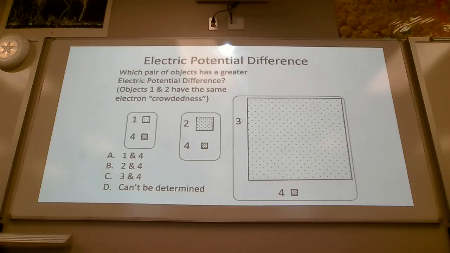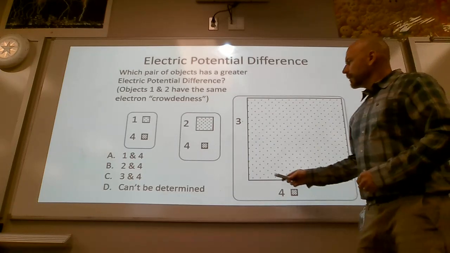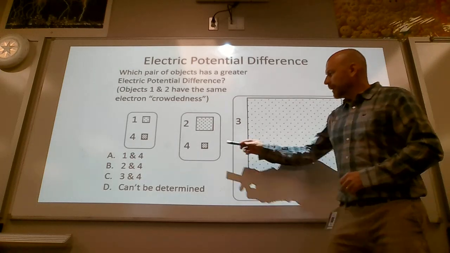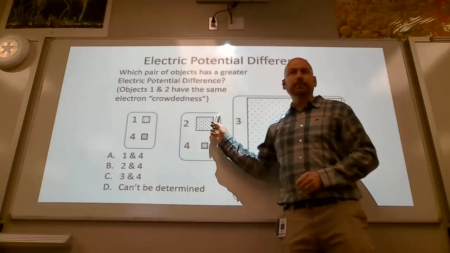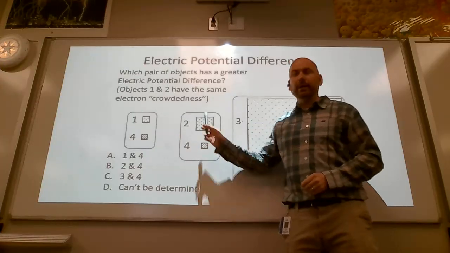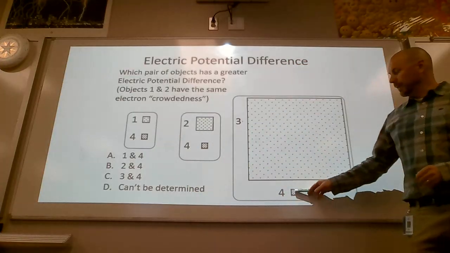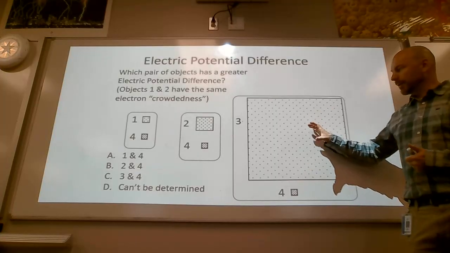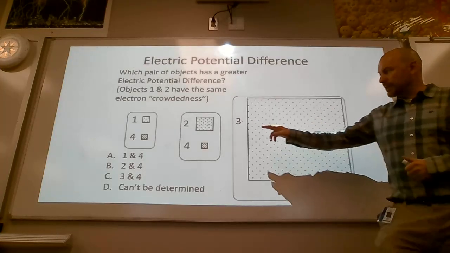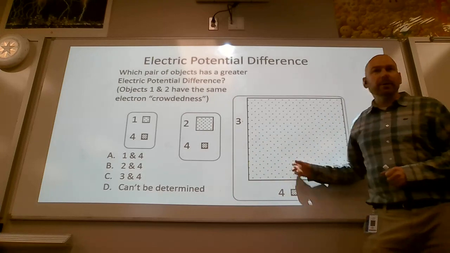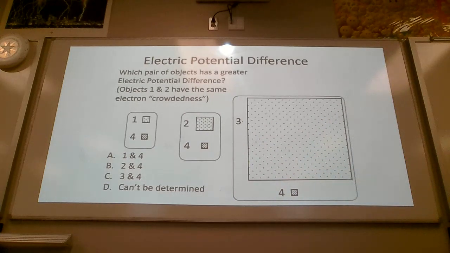Correct answer is C. Okay. Here they're equal, the electric potential difference between here and here, but here it's not as cramped together in 3 as it is in 1 and 2, so there's a bigger contrast. So greater electric potential difference from here to here than there is from here to here or here to there. Good with that?